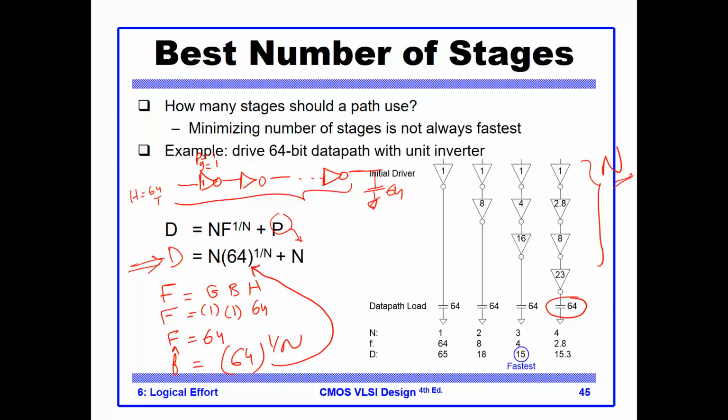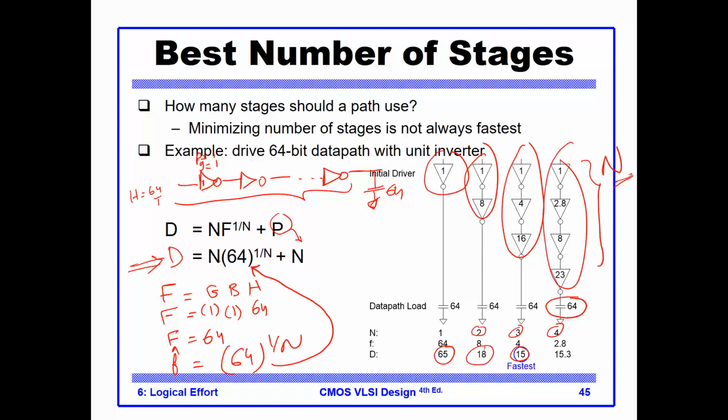What happens if I have one inverter? Well, I get a delay of 64. Okay, let's have 2 inverters, which means n equals 2, right? The delay is 18. Let's have 3 inverters. N equals 3, the delay is 15. Let's have 4 inverters, n equals 4, the delay is 15.3. We'll see that the delay decreased down to 15, and then it picked up for 4. So obviously the optimum number of inverters is 3.